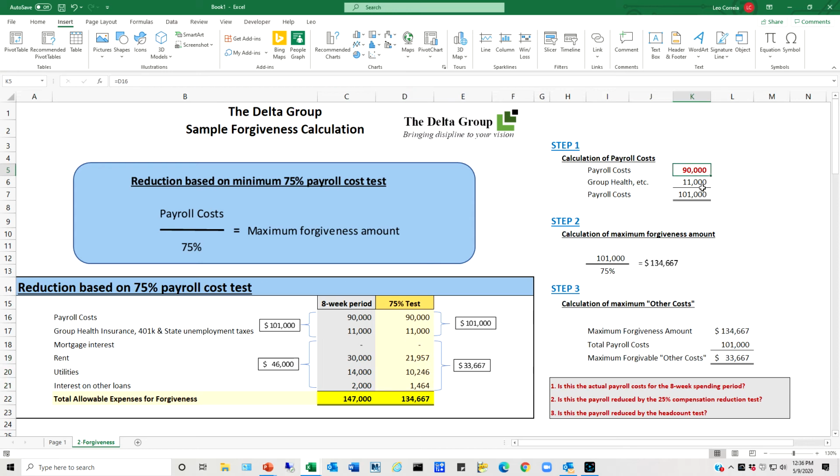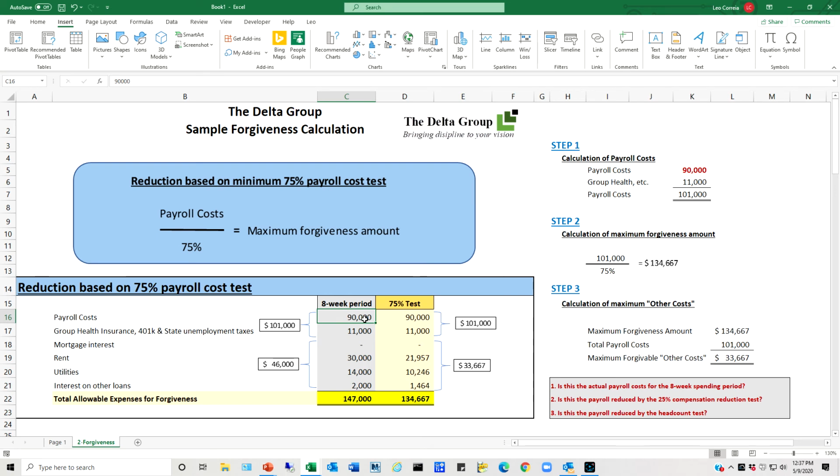Now, when we talk about payroll costs in this step one, we don't really know what that is. We believe that it is the total payroll cost that you have during the 8-week period. But it also could be the payroll reduced by the 25% compensation test, which means this number might be lower. Or it could be the payroll cost reduced by the headcount test. We don't believe that's true, or that's the way they'll look at it. We believe that they will look at this just as the 8-week period payroll costs.